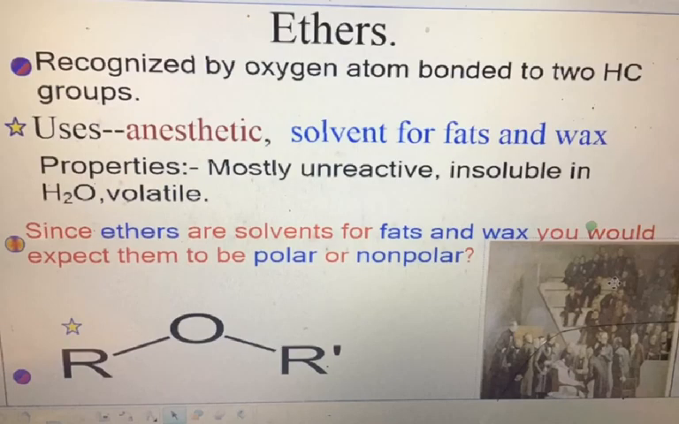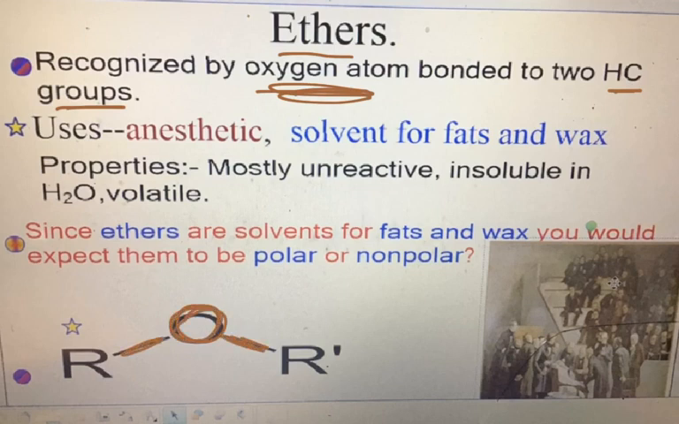Okay, so ethers. Now they're recognized with the oxygen atom, but it's single bonded on both sides and it's attached to a hydrocarbon group. So what do we mean by that? There's oxygen, it's right here, single bonded, and there's some number of carbons on each side. It's very important. It's an ether.